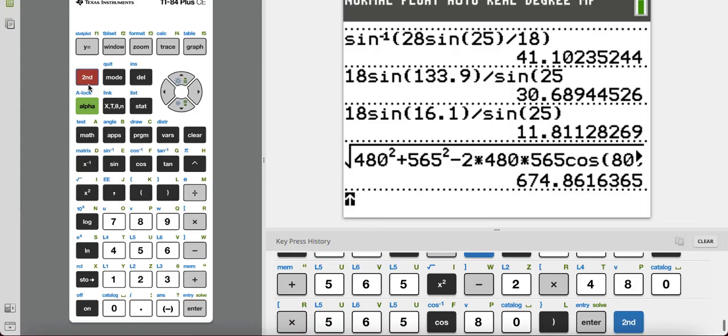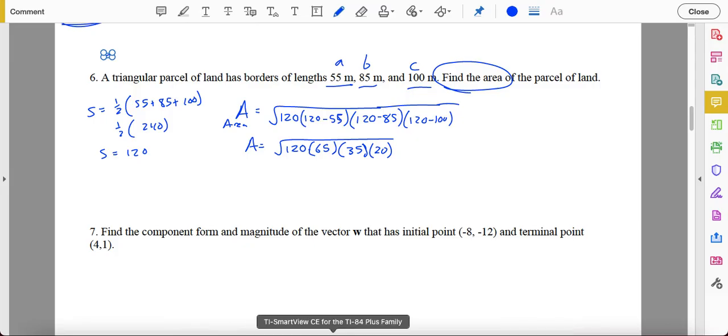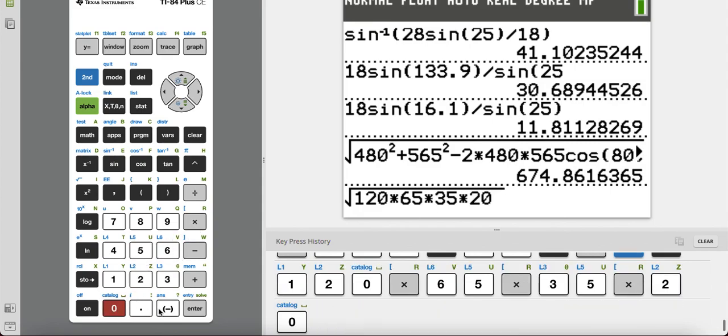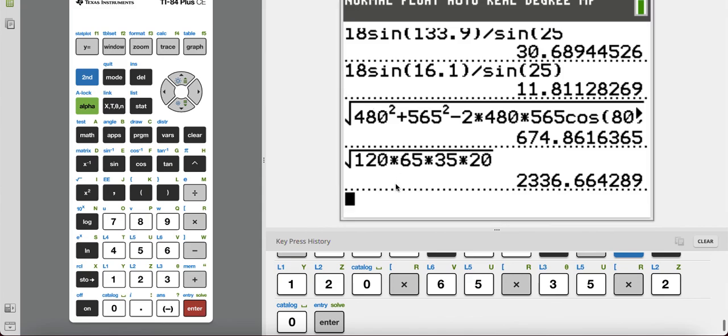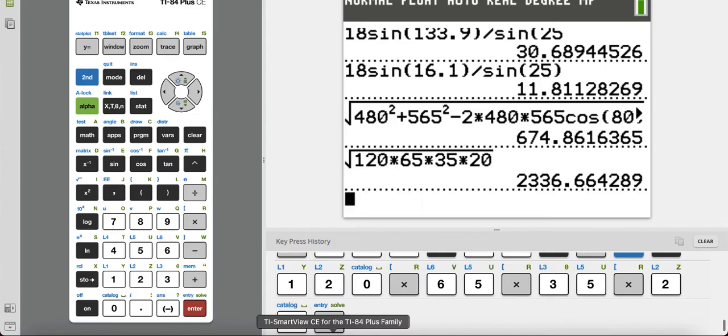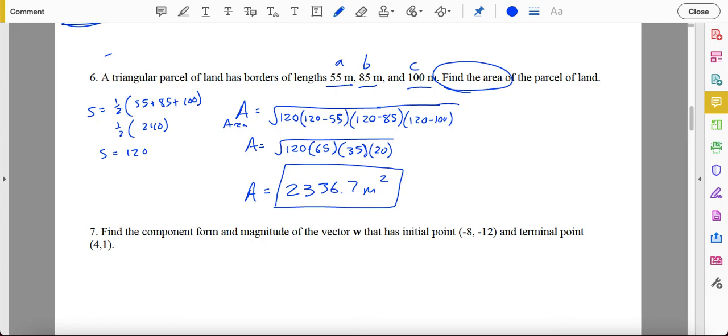So we've got the square root of 120 times 65 times 35 times 20. We hit enter, and we have 2336.7, and that would be the area. So area equals 2336.7 meters squared, since it is an area. And there we go. That concludes the first half of this chapter review.